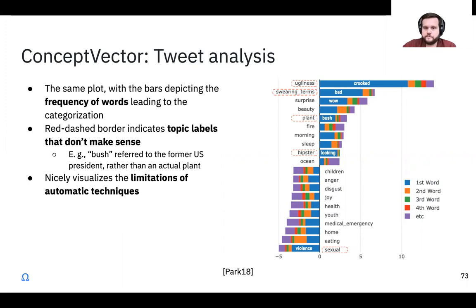And there is also crooked. So you might remember that he was using or even overusing the term crooked Hillary. But he didn't mean that she was ugly, right? He was alleging some lack of moral qualities rather than physical ugliness. So there is a bit of a problem with these automatic topics, and I think this is a very simple yet very powerful visualization of the limitations of automatic techniques.